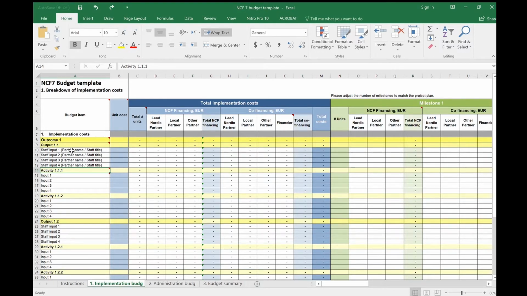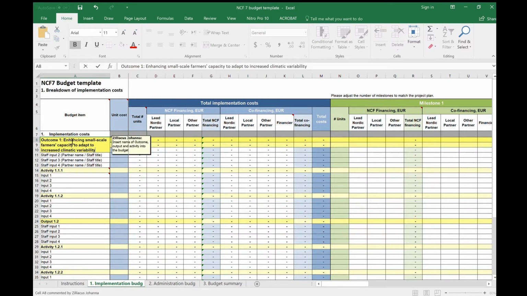For more information on how to develop the results framework, see the NCF7 Results Framework Guidelines, which are available in the full proposal application form in section 7.1.